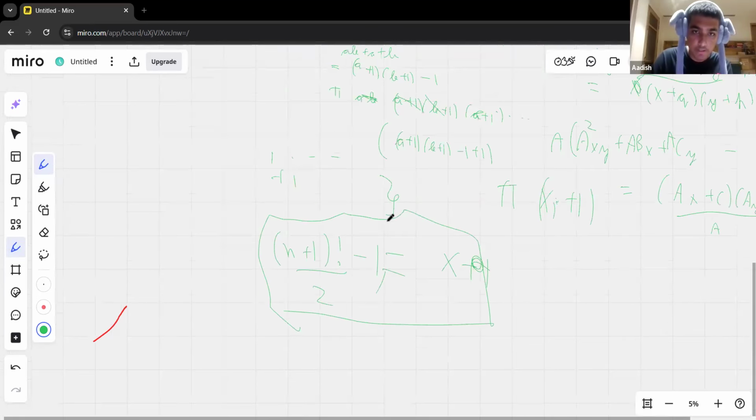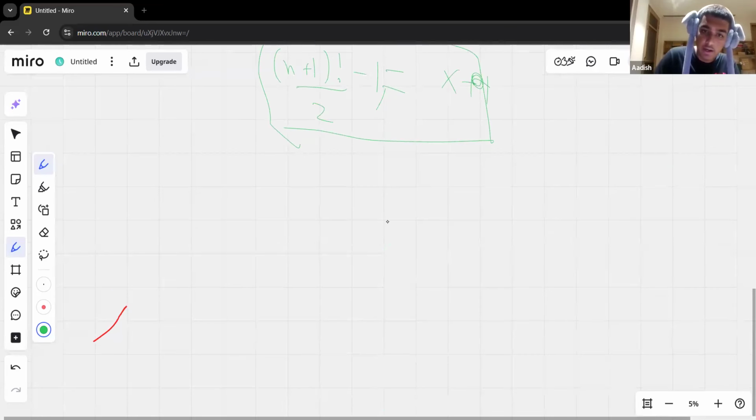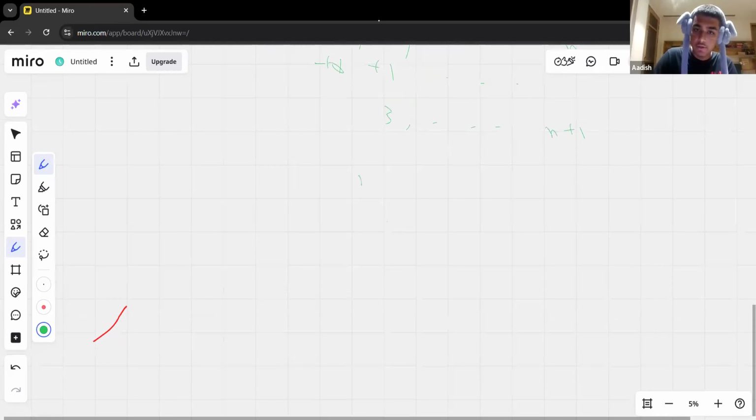Yeah, okay, so the previous question, the thing is this. Initially you have 2, 3, all the way to n, right? Add 1 to every number. So you have 3 to n plus 1, and multiply them and write down the result. So the result in this case is n plus 1 factorial by 2, right?